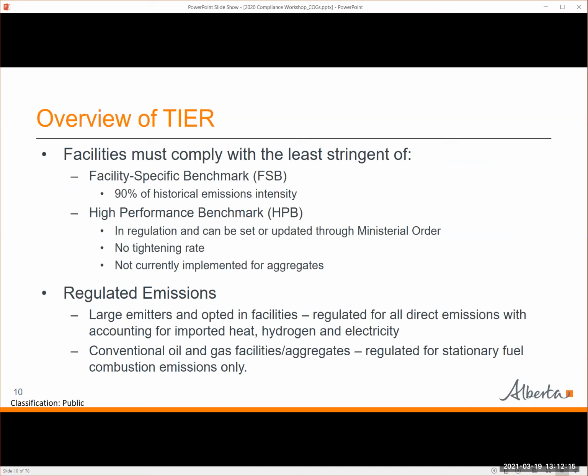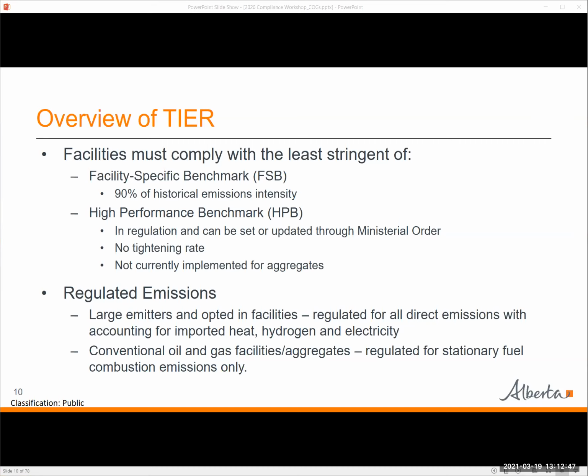A bit of an overview of TIER. Under the program, facilities must comply with the least stringent of two benchmark options. The first is a facility-specific benchmark option, which is set based on 90% of historical emissions intensity for a facility. For large emitters and regular opted-in facilities, the facility-specific benchmarks are tightened over time, becoming more stringent. However, tightening is not applied to FSBs for aggregate facilities at this time.